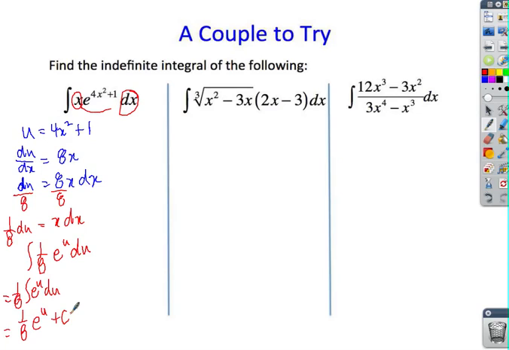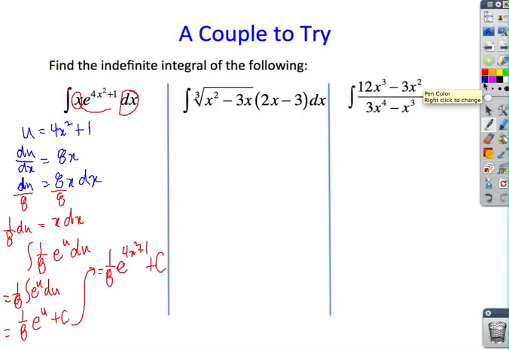And again, like we did last time in the first example, we need to replace the u with what we substituted it for originally. So this should become equal to 1/8 e to the 4x squared plus 1, plus c. All right, let's try the next one.